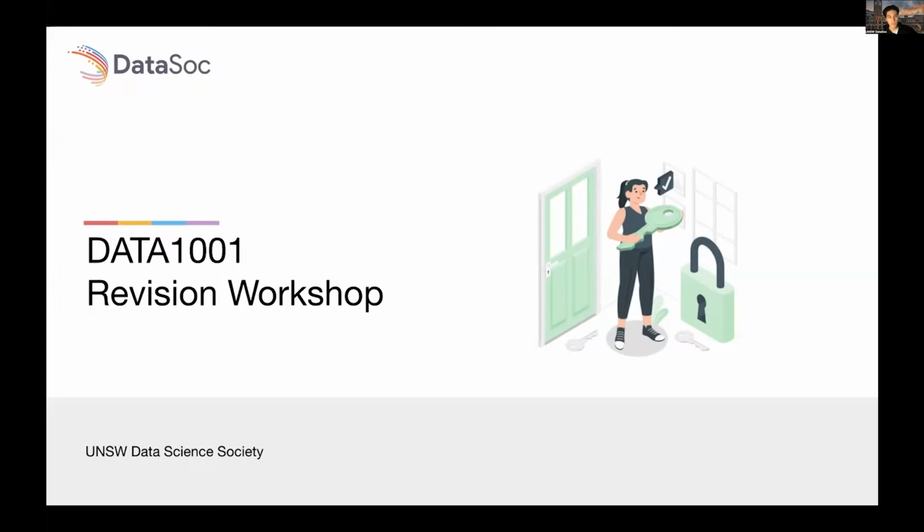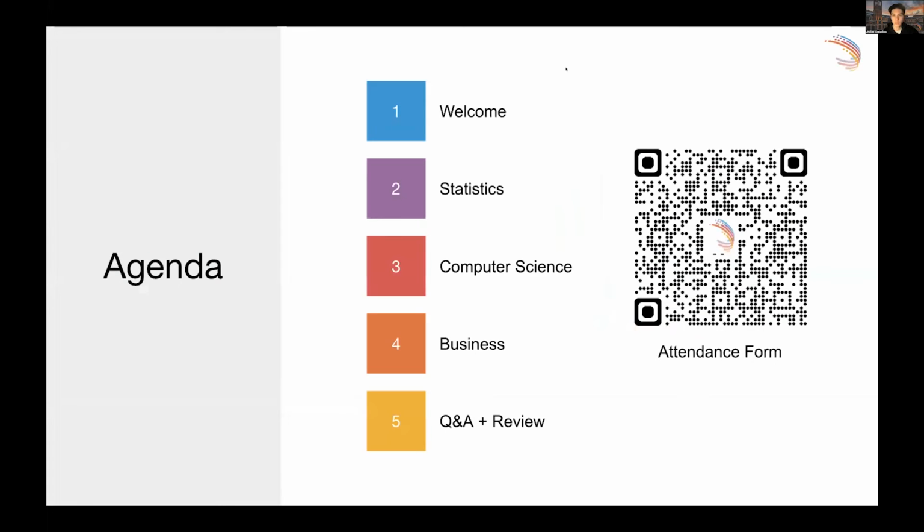Today we'll just be going through a revision workshop for Data1001. The agenda for today is statistics, computer science, and business, the core three topics of the course, and at the end, Q&A and review to go through what we've missed or anything else you want to cover.